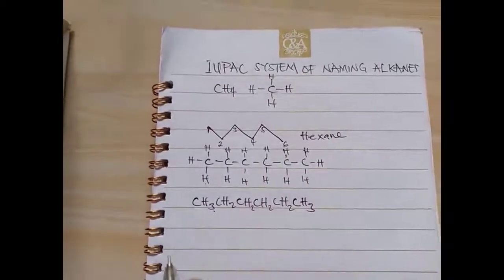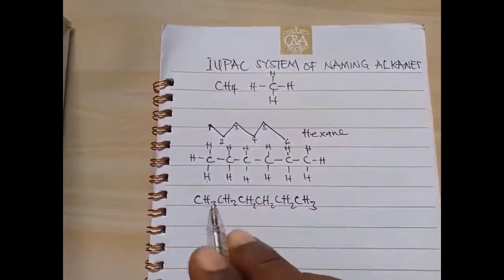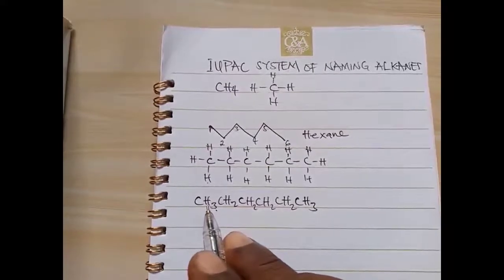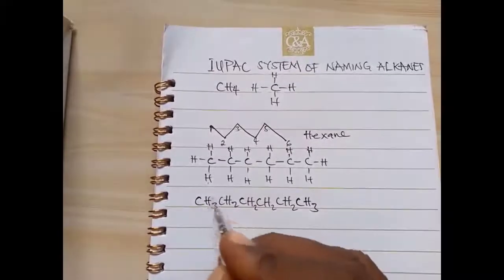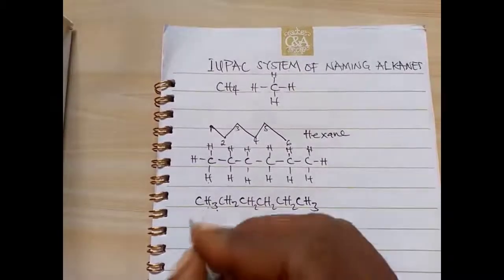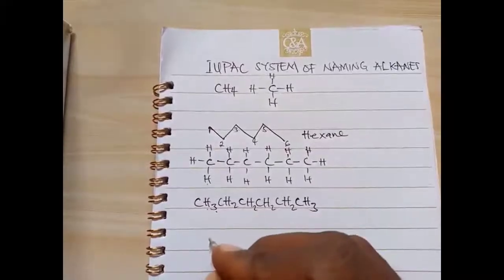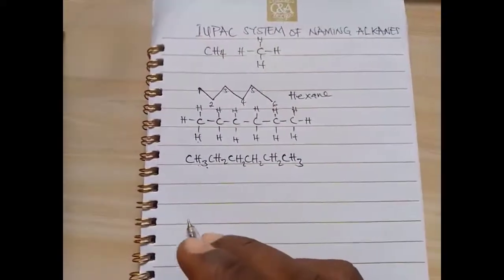So when an alkane loses one hydrogen atom, it becomes an alkyl. So this one is pronounced methyl, for example, in case we see it as a substituent, that's as an attachment, or what we call a branch.